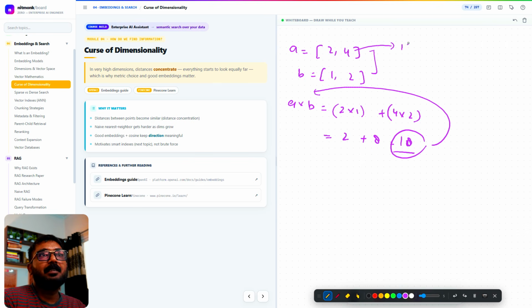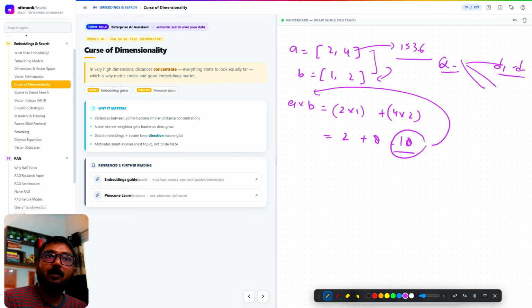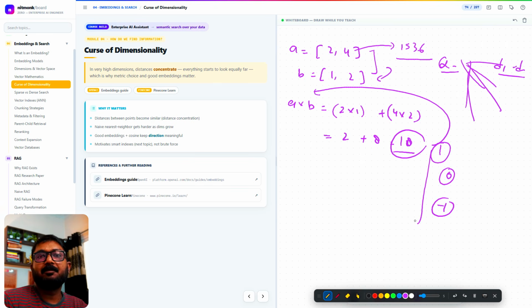Now imagine if this becomes 1536 dimensional, much bigger, and you have to calculate between not one single matrix but one query and multiple documents. You have to multiply with all those documents and then figure out which is closer to 1, which is closer to -1, which is closer to 0, and try to figure out the similarity between them, correct.